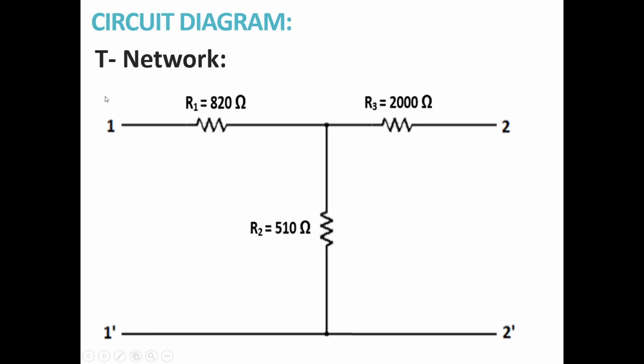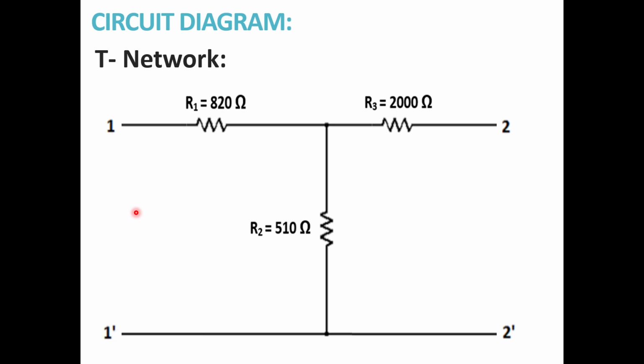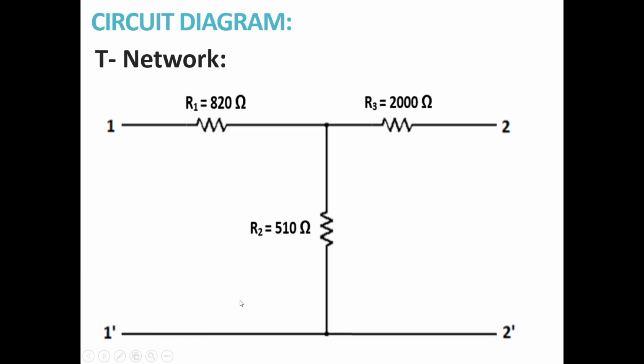So this is the circuit diagram. Here we are going to do the experiment on a T network, which is a two-port network. You can see port 1, 1 dash, and port 2, 2 dash. The T network has three elements: R1 is 820 ohms, R3 is 2000 ohms, and R2 is 510 ohms. You can pause the video and note down this circuit in your notes or observation.